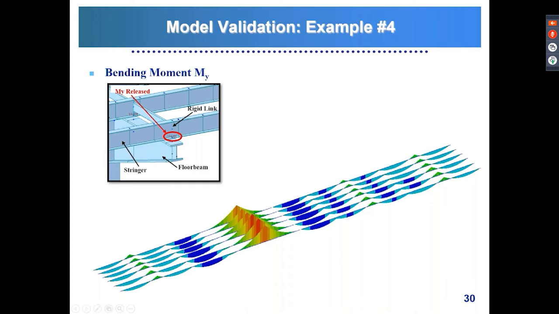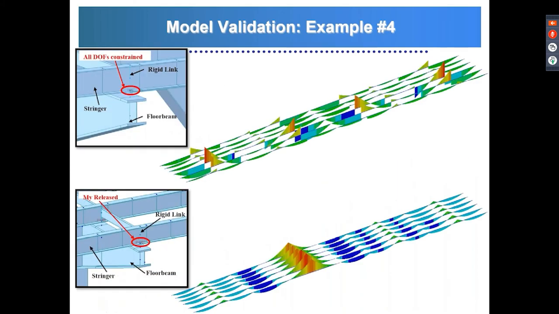So you'll see your peak negative moments at the floor beam locations, and then a positive moment between the floor beams. So again, just comparing the huge difference, something as simple as one release in the rigid link can have a big impact in the result of your model.